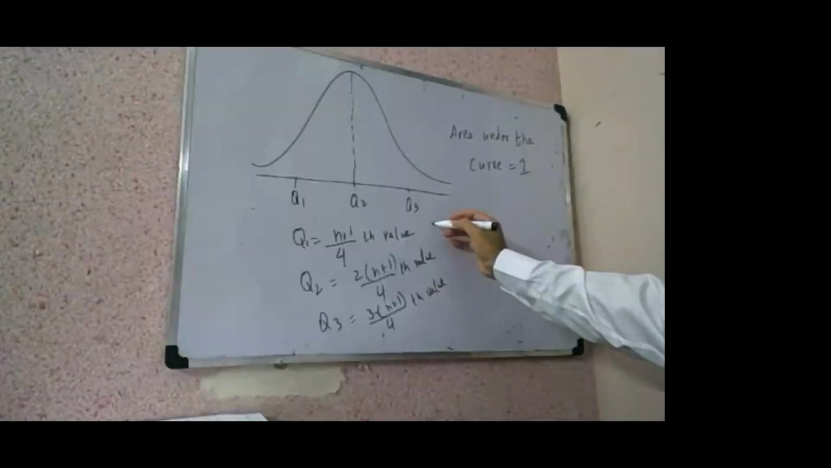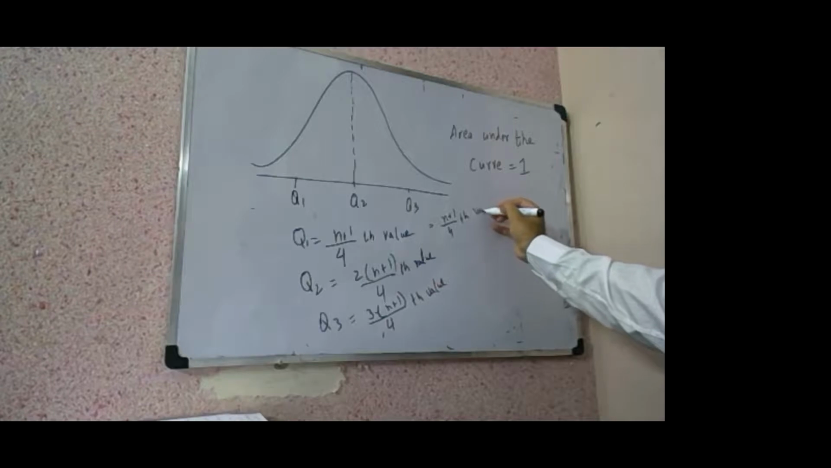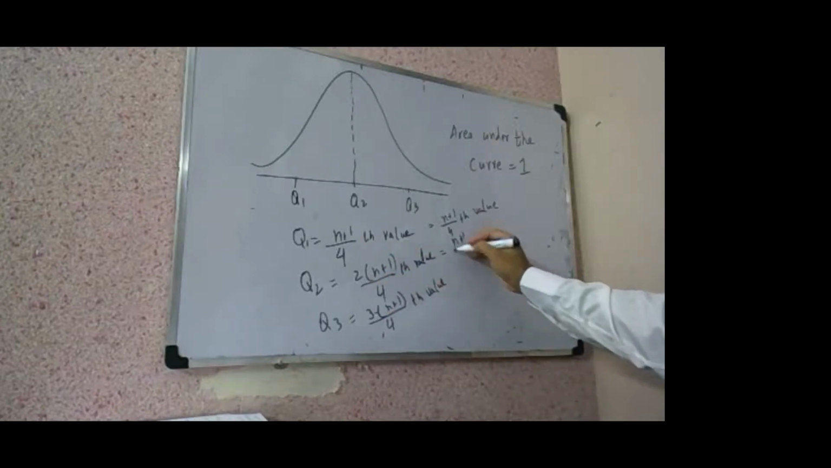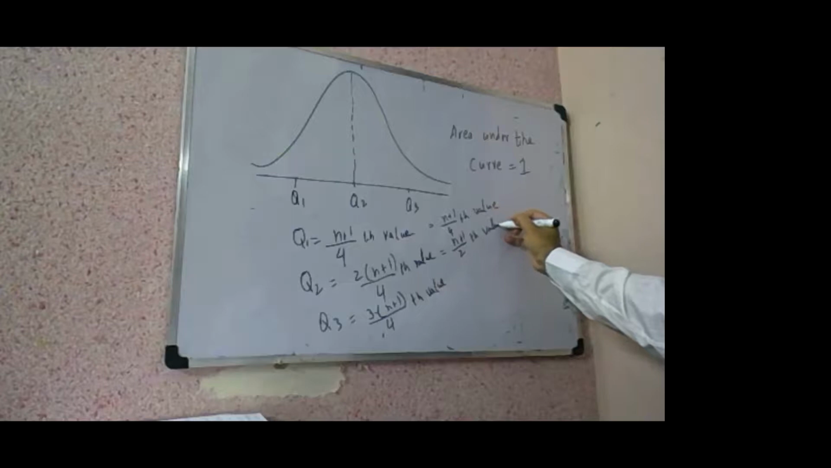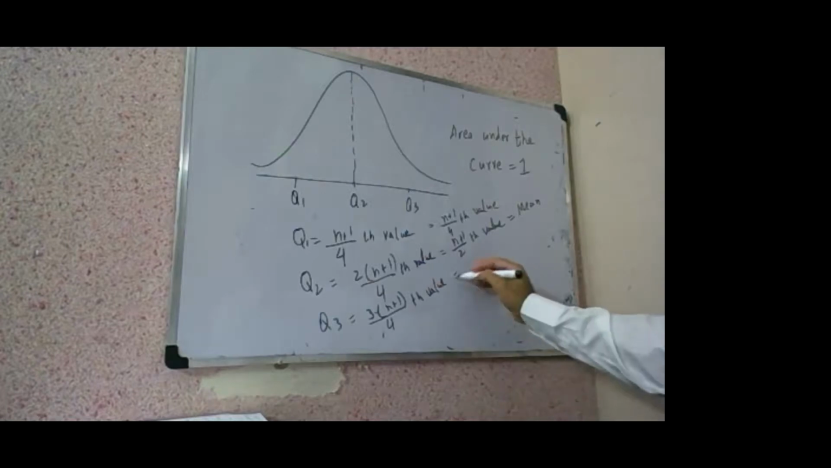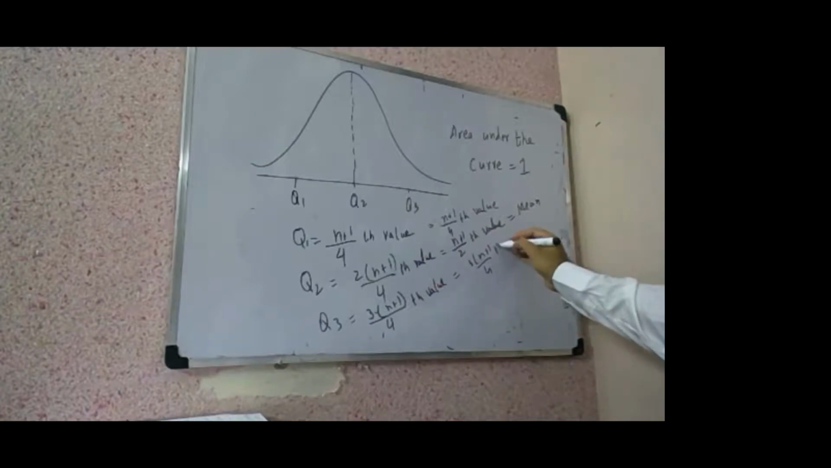What is this? How do we interpret it? Just give me a few seconds, then I will tell you. So can I say that this is the (n plus 1) by 4th value of the distribution? Yes, I can say that. And this is the (n plus 1) by 2th value, which is also the mean. So Q2 is the mean if the data is symmetrical. Even if the data is not symmetrical, we can use this formula to calculate the median. And this one is 3 times (n plus 1) by 4th value.